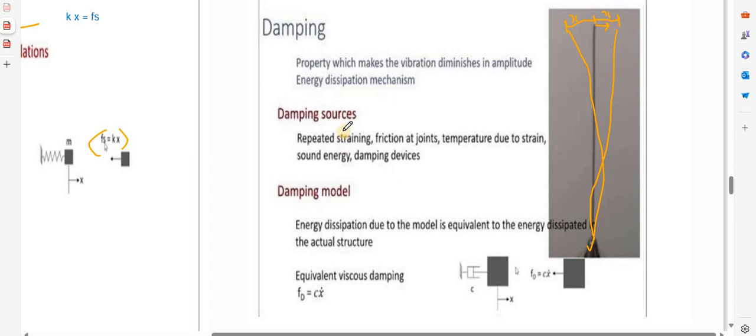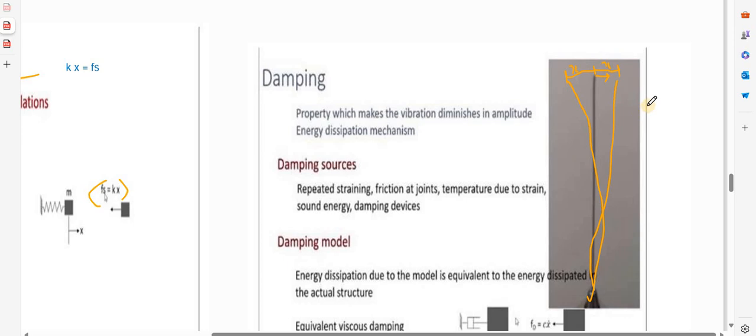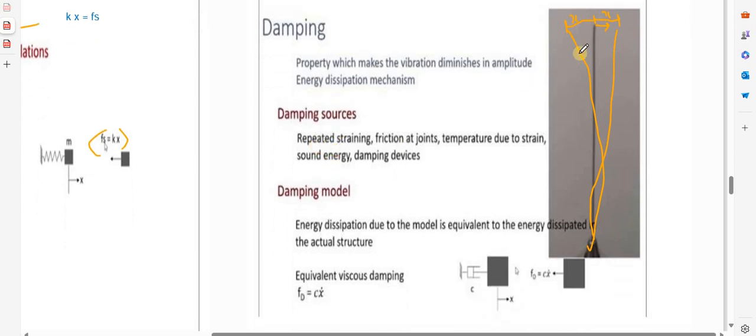These are the conditions in which the reduction in the amplitude will take place. One is due to the friction at the joints. Here there will be friction. Then another is due to the temperature, then due to sound energy, and then due to damping devices. Some damping devices may be there.